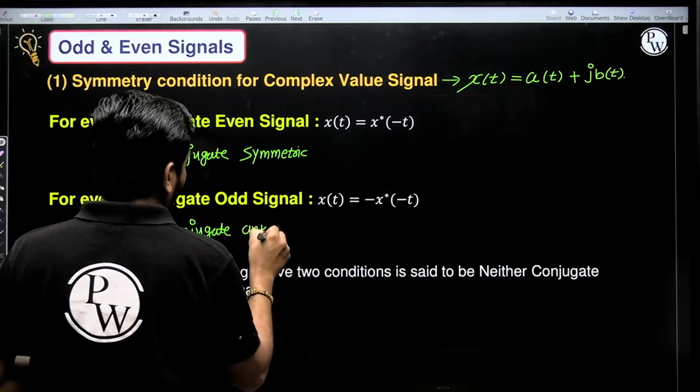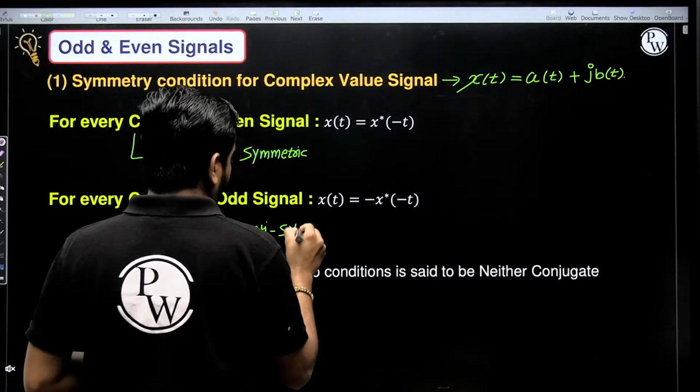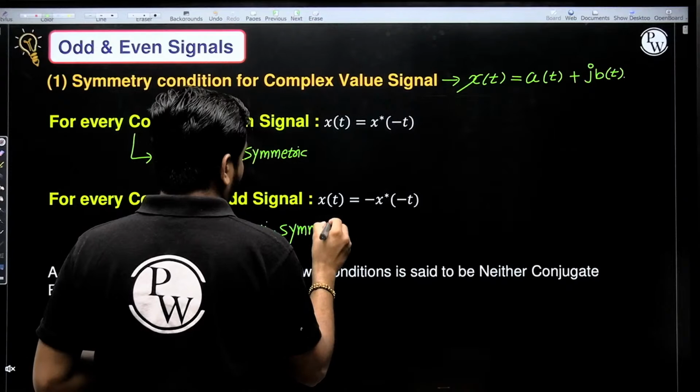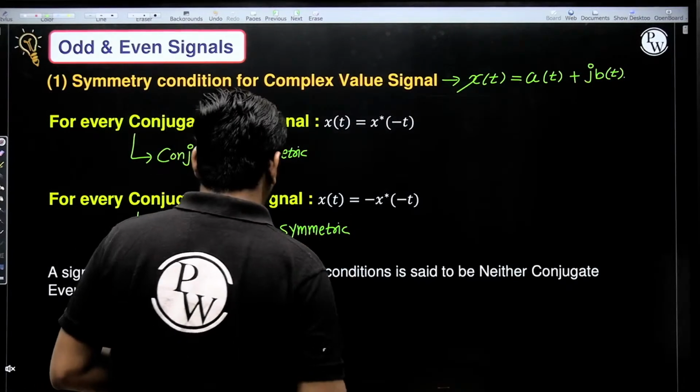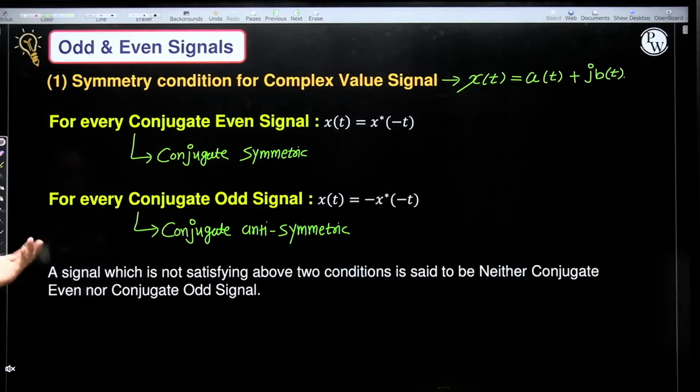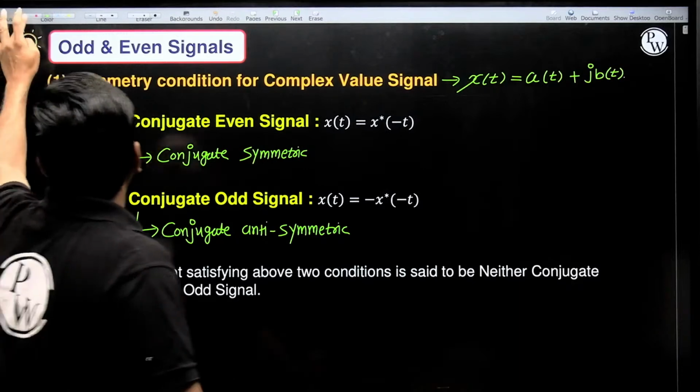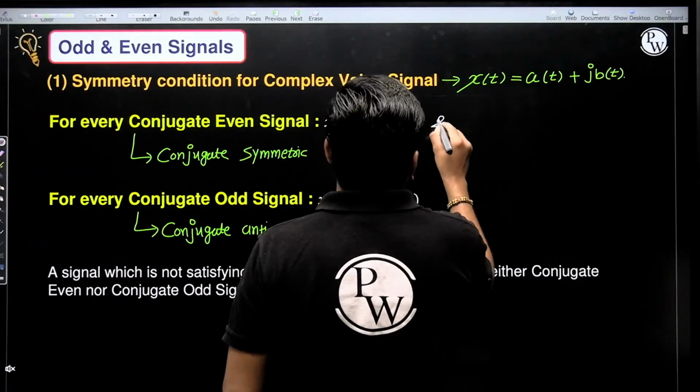Conjugate anti-symmetric. You get an anti-symmetric signal, and the signal which does not satisfy the above two conditions is said to be neither conjugate even nor conjugate odd signal. Fine. The same condition holds for discrete time also.